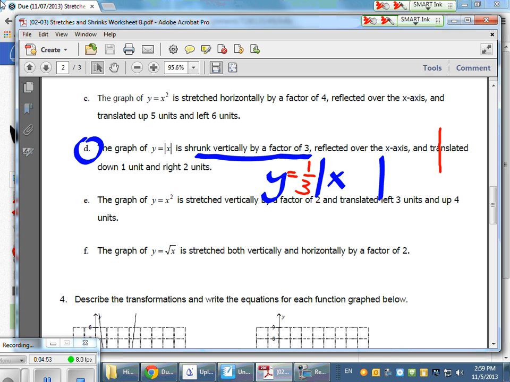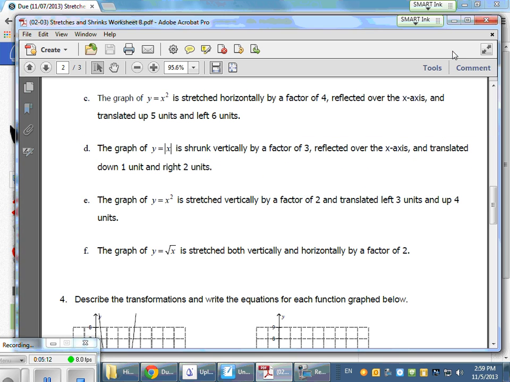Let me think for a second. The x-axis is this one. So that's an up-down kind of a flip. That should be a negative in the front, and then translated down 1, minus 1 at the end, and right 2, minus 2 in there. Okay, just trying to coach you through the types of problems you might encounter today.